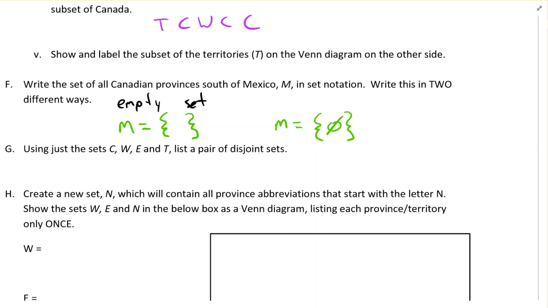So now another definition here, disjoint. So that's on your sheet.